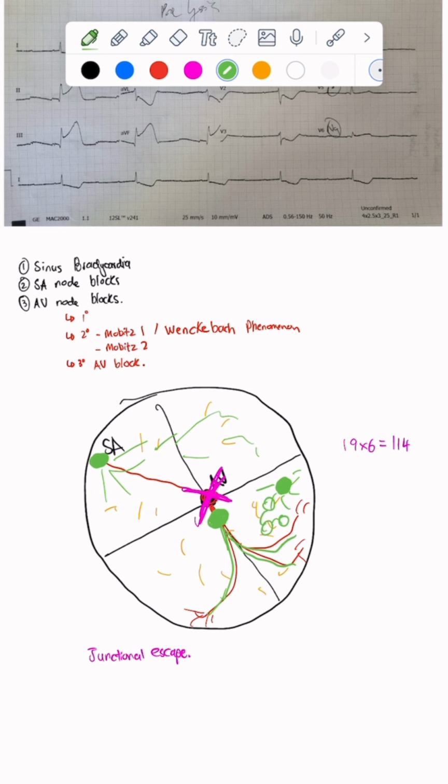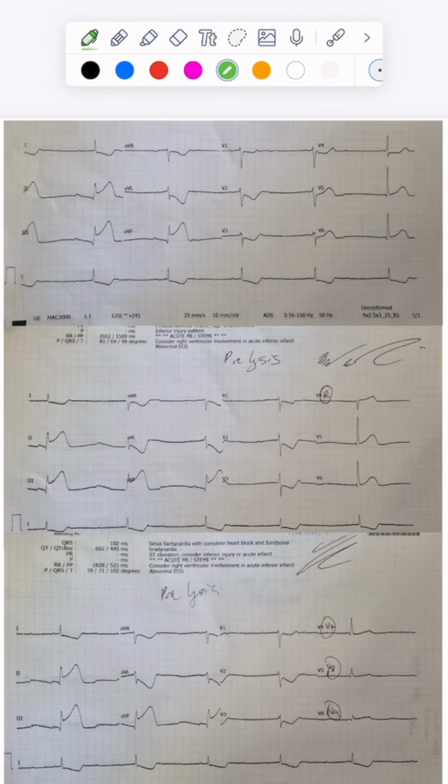The important question is why do we get third degree AV blocks with inferior MIs? And this is because the AV nodal artery is a branch of our right coronary artery in 90% of people. And remember that inferior STEMI is most commonly associated with clots of the RCA, generally in RCA dominant circulations. So let's see, do we have a third degree AV block here?